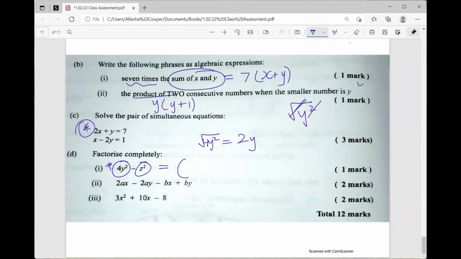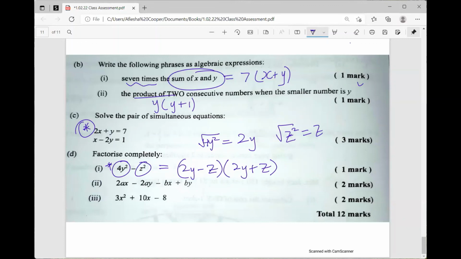You all remember the square root and the square cancel, right? All right, what's the square root of z squared? z. So tell me what's in the two brackets? 2y minus z, 2y plus z. One add, one subtract, yeah? So this was the difference of two squares.